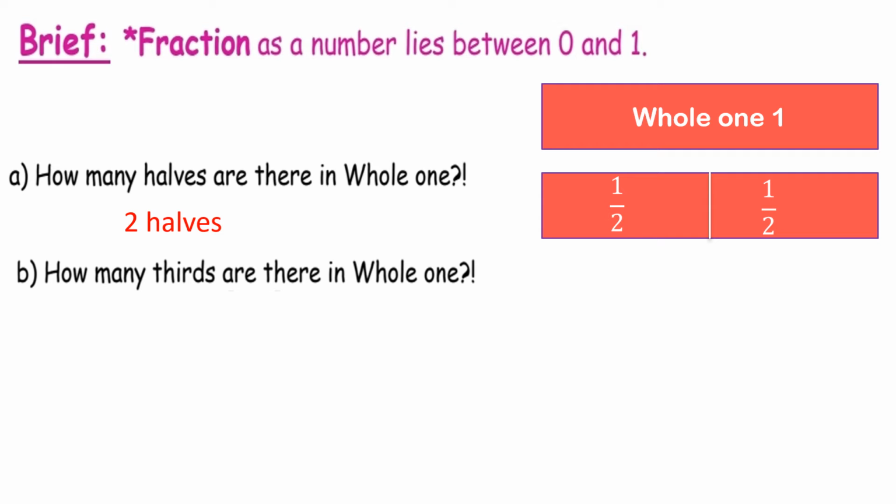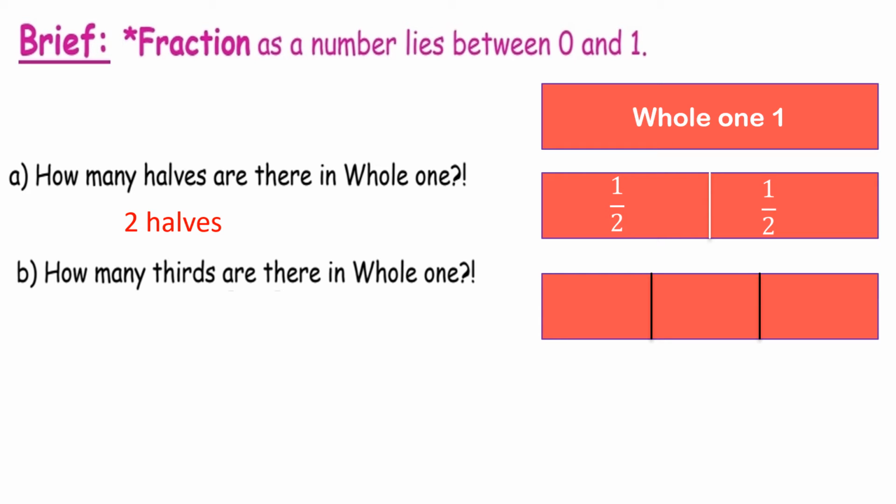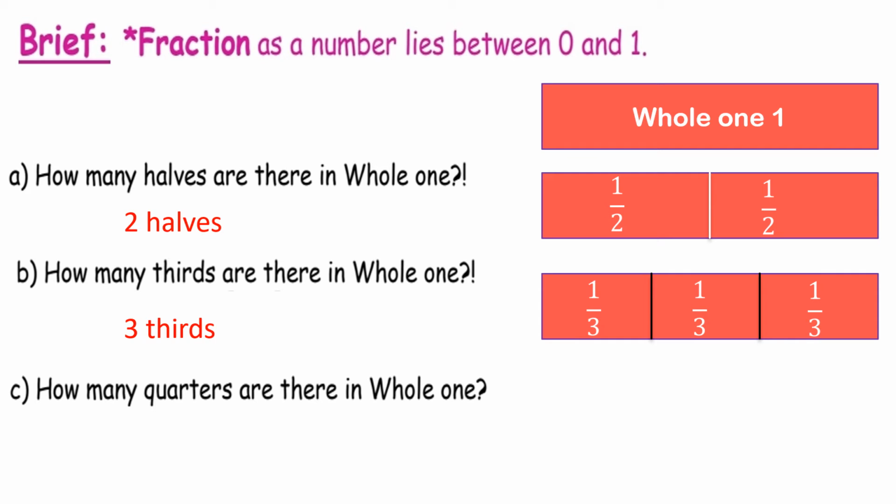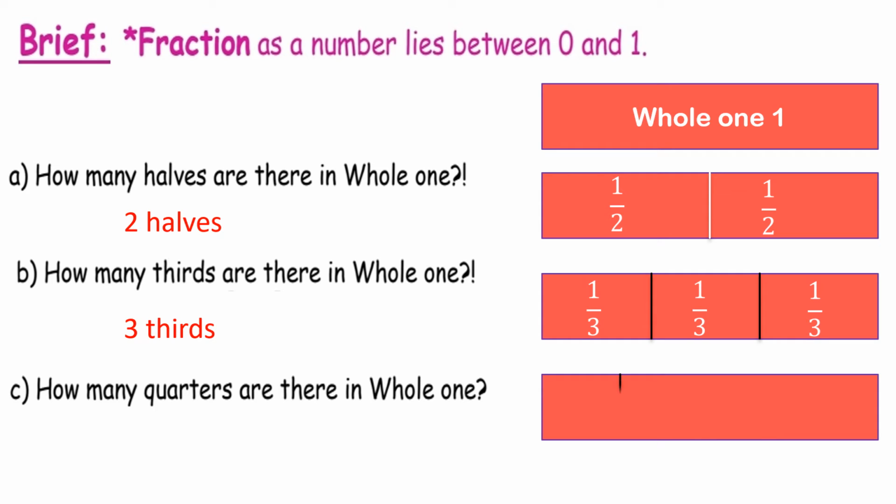How many thirds are there in a whole one? So I will take my whole one and divide it into parts, and let's see, if I divide it, how many thirds I have. I have 1, 2, 3 thirds. So I have here 3 thirds. How many quarters are there in a whole one? So I will take the whole rectangle and divide it to see how many quarters I have. I have 1, 2, 3, 4 quarters in a whole one.